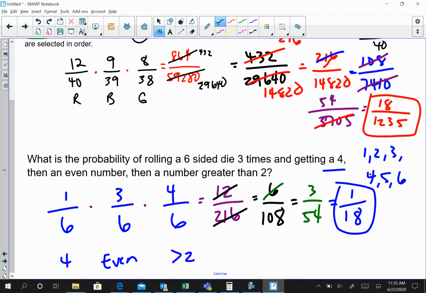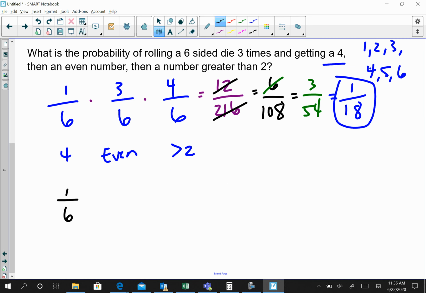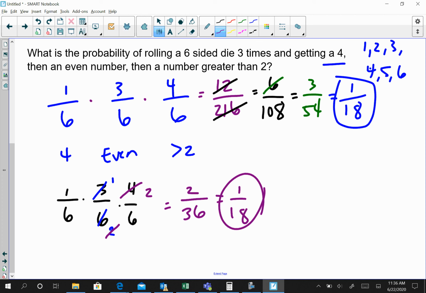There's another way to do that. If you wanted to, you could do 1 out of 6 times 3 out of 6 times 4 out of 6. And you could watch me simplify differently. Everything on top is being multiplied and everything on the bottom is being divided. So my 3 over 6 can be a 1/2. And then I could take this 2 and put it into 4 twice. Now I have 2 over 6 times 6, that's 36, which is 1 out of 18. So it's whatever way you prefer to simplify that's going to work for you.